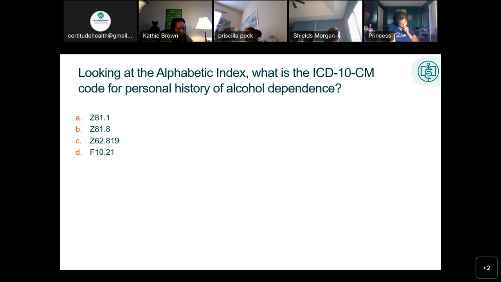And then for each of those listings, there could be further indentions, the more detail that is pertaining to that diagnosis. So if we're looking for the answer for this particular one, personal history of alcohol dependence, if you have your answer, I want y'all to type it in the chat box for me, please. Is it A, Z81.1, B, Z81.8, C, Z62.819, or is it D, F10.21?